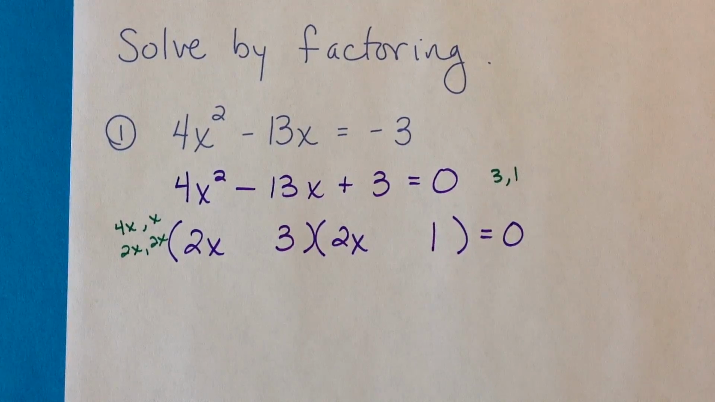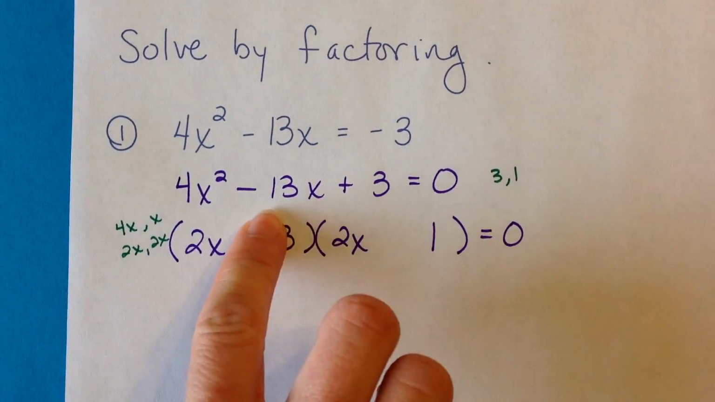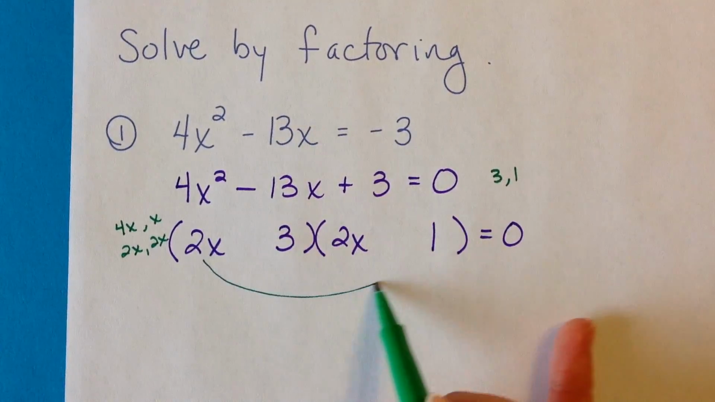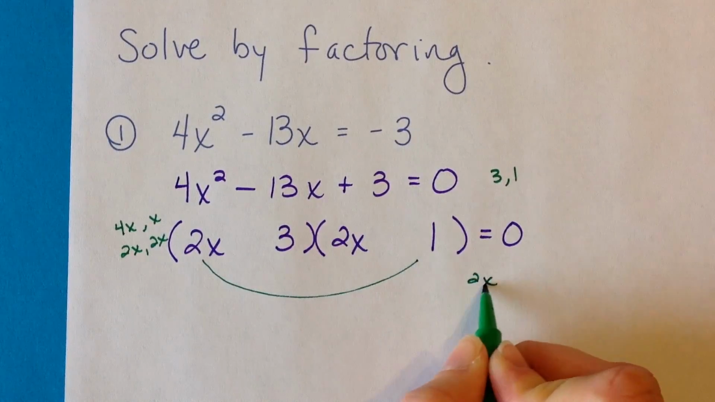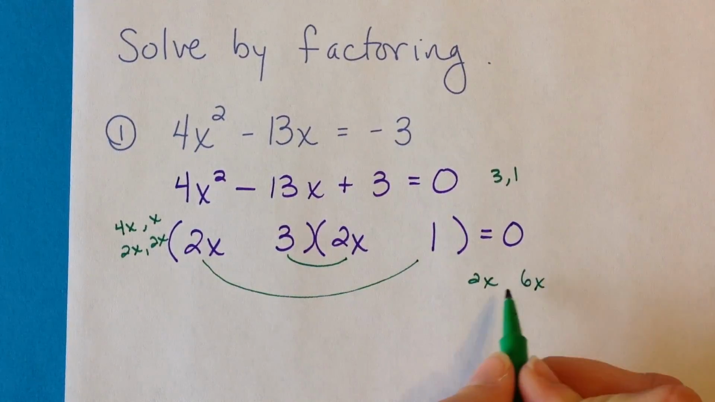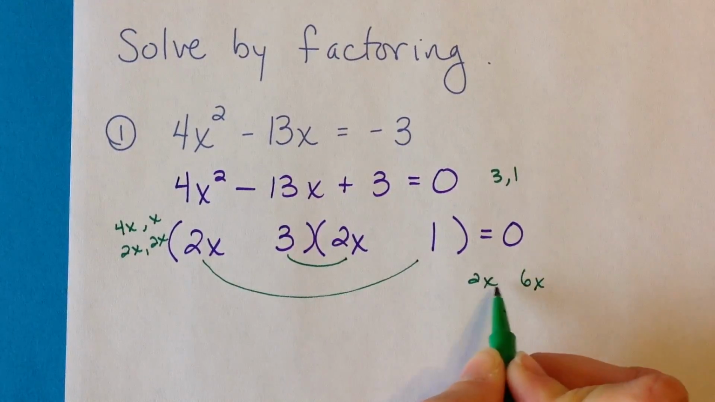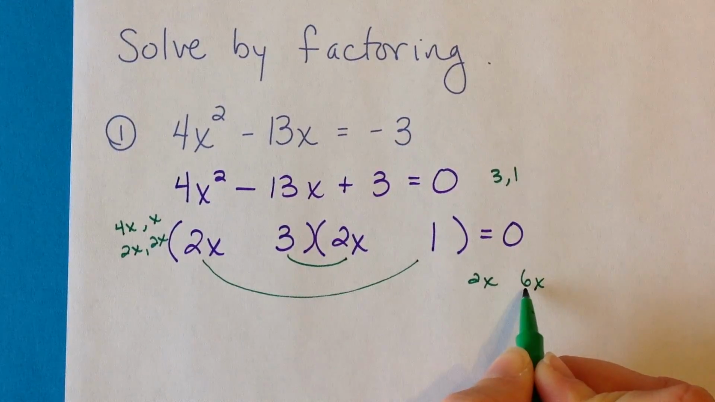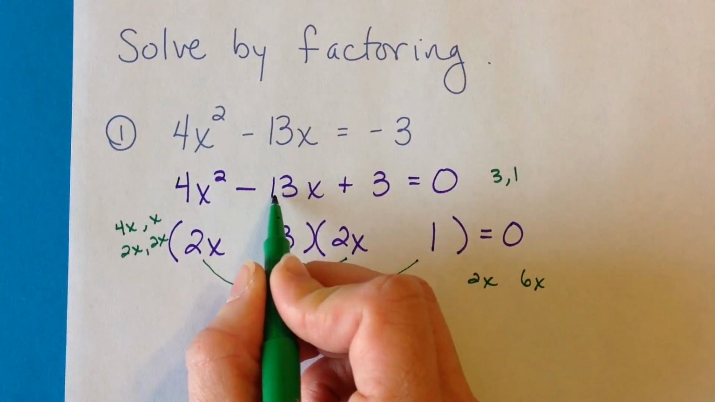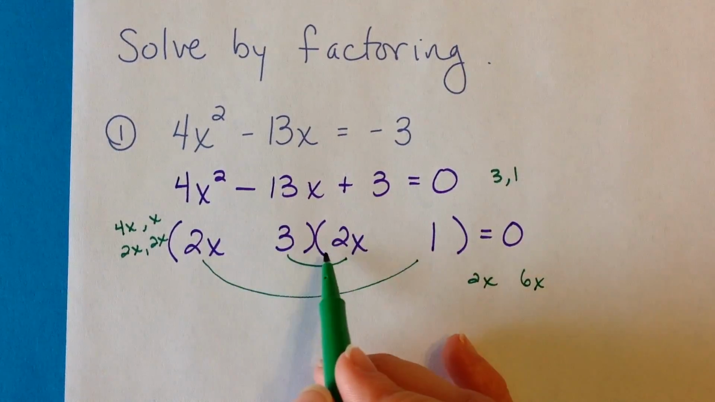So what we've got to do is make sure that this set of numbers will give me my middle term. Here's what I always explain to students to make sure that you get your middle term. I'm not even going to worry about my signs just yet. If I multiply these two together, I get a 2x. If I multiply these two together, I get a 6x. But through adding or subtracting, making something positive, making something negative, there's no way to take a 2 and a 6 and get a negative 13. So this is not the right combination.